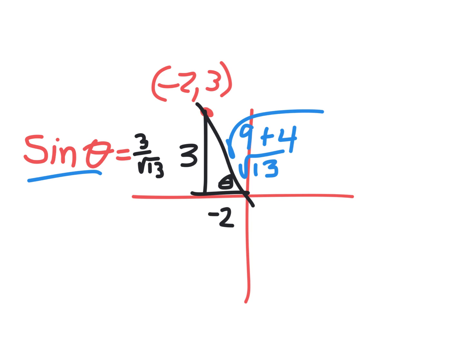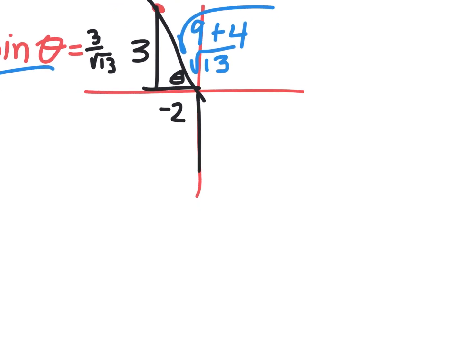Think about it. The opposite is 3, hypotenuse is square root of 13. It works with y over r, and it works with opposite over hypotenuse. So why do we even need the y over r thing? Because if it was down here, there is no opposite and hypotenuse on a problem like that. You have to use 0 comma negative 1, and then you have to know sine is y over r.